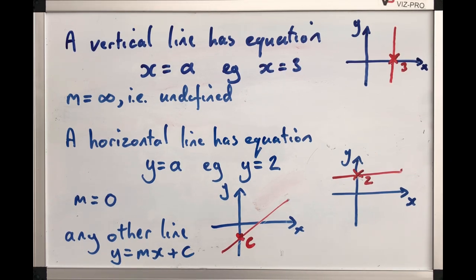Any other line you could write as y equals mx plus c, and remember, c is where it crosses the y-axis, and m is the gradient, which you can remember is up divided by across. Okay, let's go and do a couple of examples now.